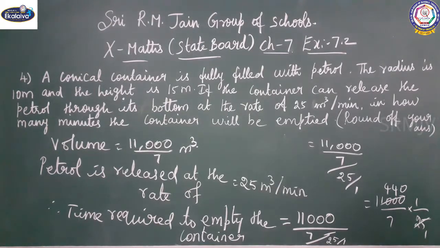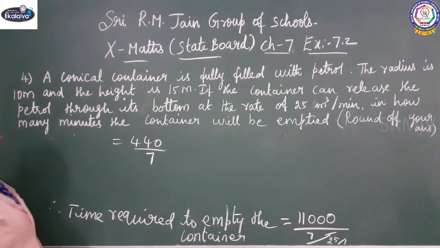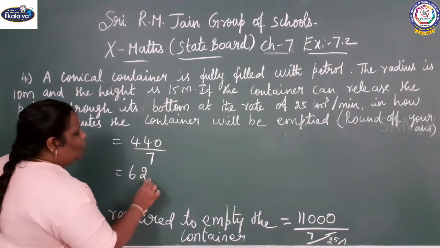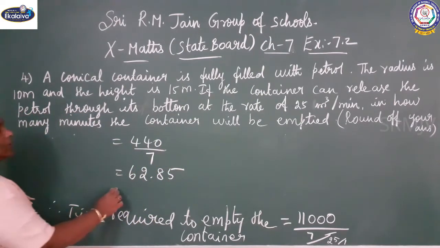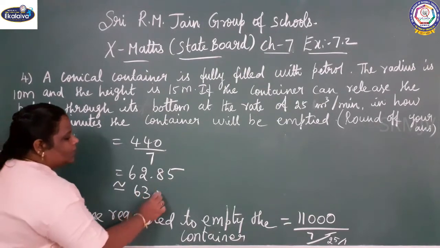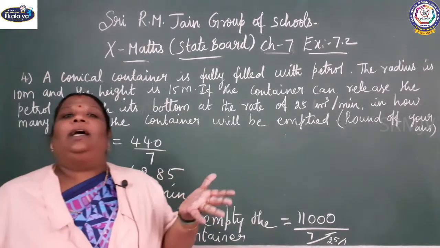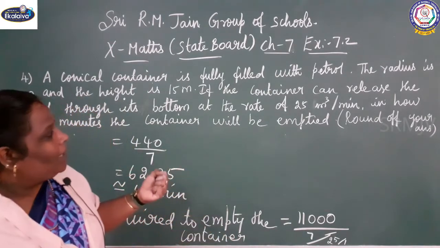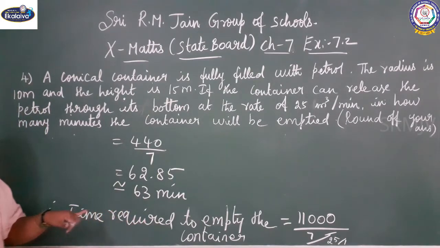What is the remaining thing? 440 by 7. So you check the answer. It is nothing but 62.85. You can round off the answer. So it gives approximately 63 minutes. Approximately 63 minutes is the time required to empty the container.